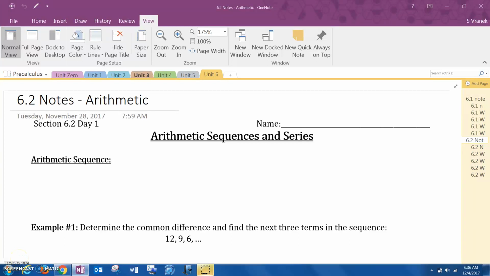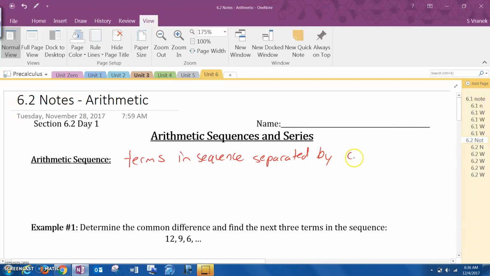We're at 6.2, arithmetic sequences and series. What is an arithmetic sequence? It's a sequence where the terms in the sequence are separated by a common difference. And we usually refer to the common difference as d.